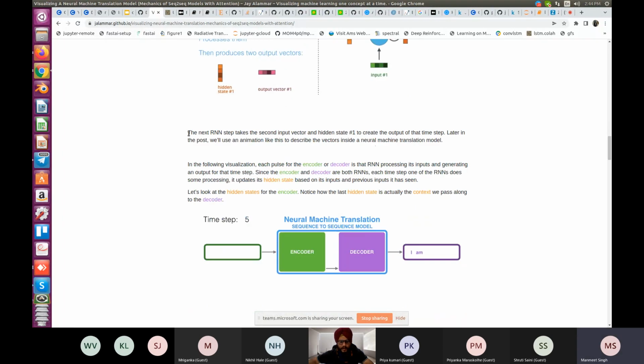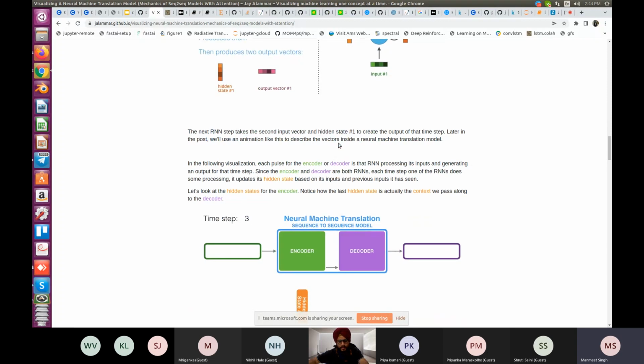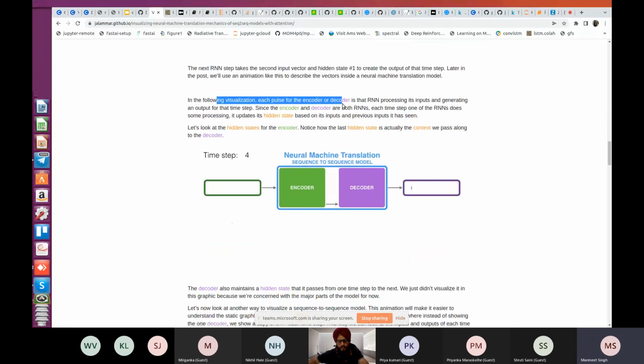So the next RNN step takes the second input vector and hidden state number 1 to create the output of that time step. Later in the post, we'll use animation to describe the vectors inside a neural machine translation model. So in the following visualization, each pulse for the encoder or decoder is that RNN processing its inputs, generating an output for that time step.